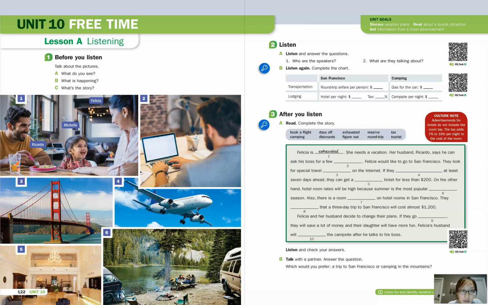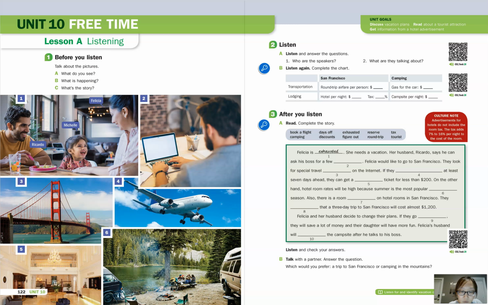Today we are going to begin Unit 10, which is our final unit in this book. So go ahead and open your student's book to page 122, free time, Unit 10, free time. So page 122.